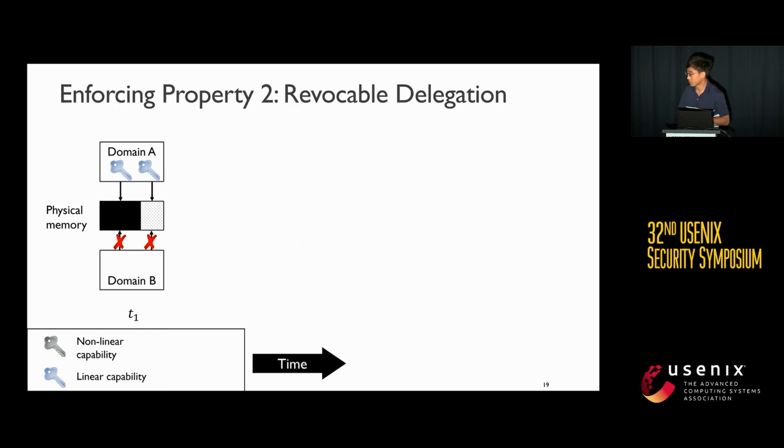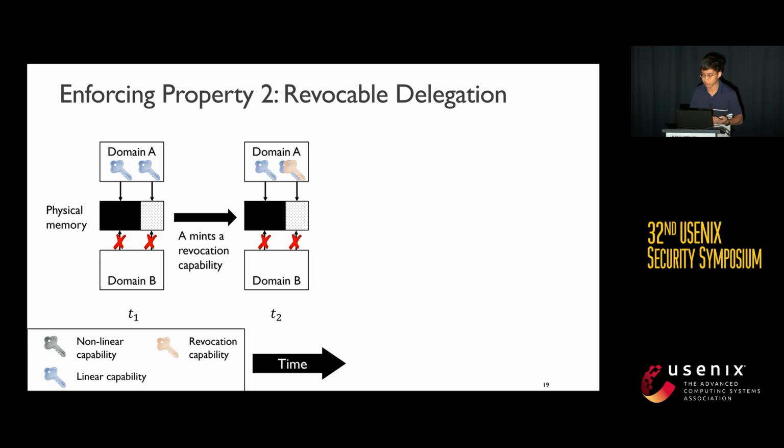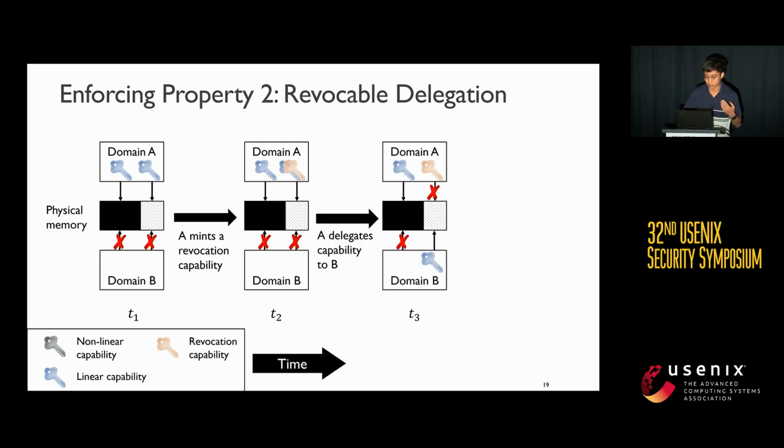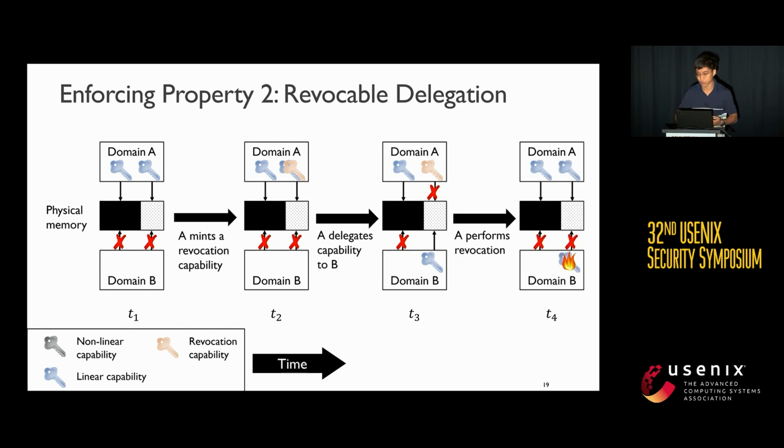So this brings us to our solution to the second property, which is revocable delegation. Before passing the linear capability to domain B, domain A can first create a corresponding revocation capability, which is a special type of capability that doesn't grant A direct access to that memory region, but instead only serves as a token for later revocation operations. So after doing this, domain A passes the linear capability to domain B. And if domain A wants to get back the linear capability, it can perform a revocation operation on the revocation capability, which will convert the revocation capability back into the original linear capability, and at the same time destroy domain B's copy, thereby maintaining the property of the linear capability.